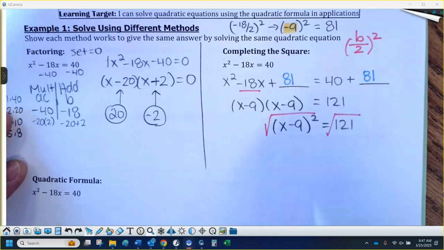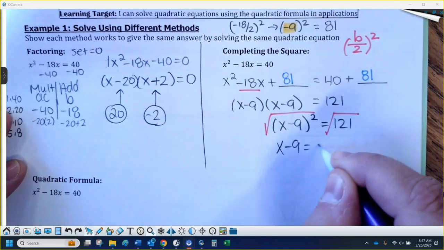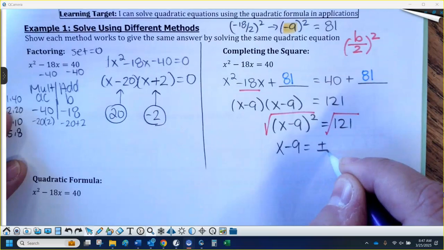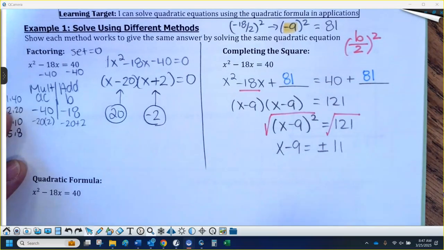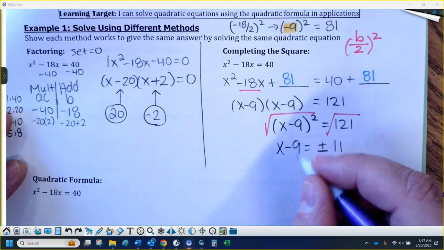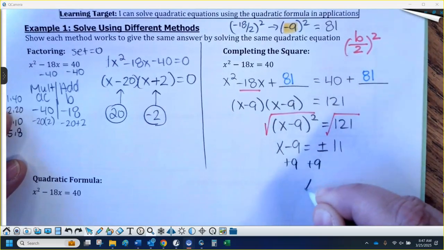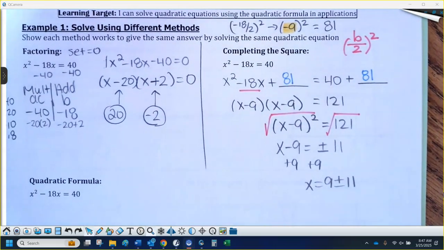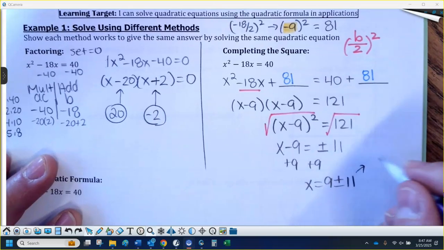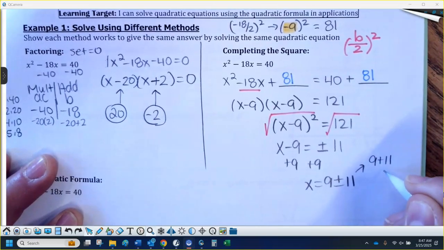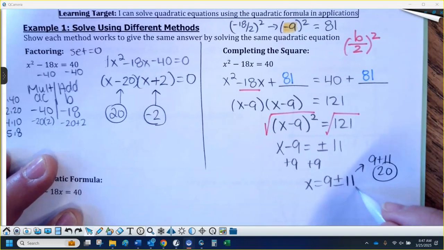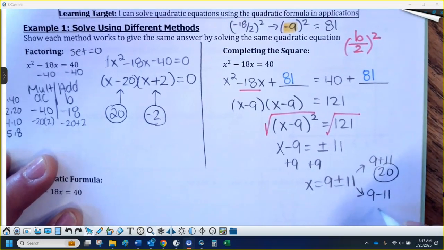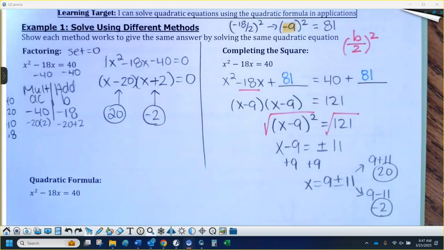And then what you'd have left is x minus 9. Anybody know the square root of 121? 11. Okay, so don't forget the plus and minus because we introduced the square root there. Now, I've got to move the 9 to the other side. So I would have 9 plus or minus 11. Now, if you don't see a radical, which I don't, you can simplify that. So we can actually add these together. If I do 9 plus 11, that's 20. And if I do 9 minus 11, that's negative 2.